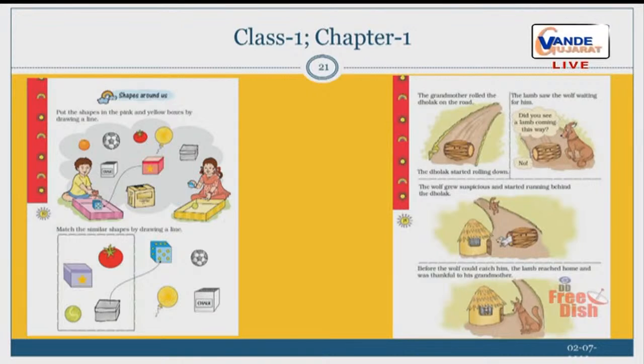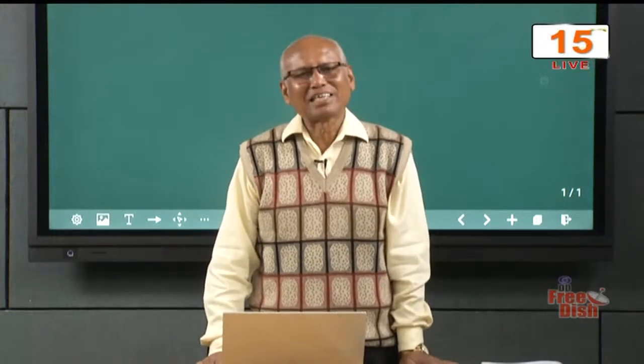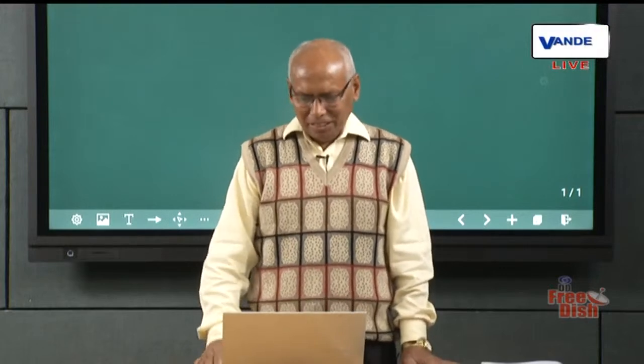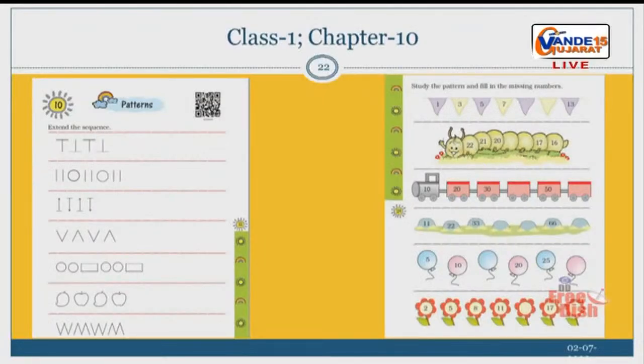Similarly, there are shapes around us, so they are being introduced. The shapes around us, meaning 2D shapes, 3D shapes, everything comes in class 1. And then on the right side is another very nice story, where the grandson rolled the dholak. So, these are the stories. What is the mathematics in that? If you can answer this, then you will not face any problem in learning mathematics in later days.